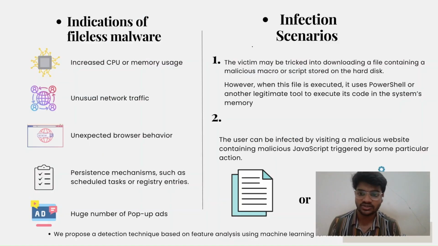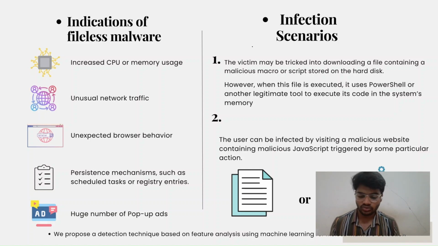These are some of the indications of fileless malware. Once your system is affected with malware, you could observe increased memory usage, unusual traffic around the system, unexpected browser behavior, changes in registry entries, and a huge number of pop-up ads. And all these things can be checked using a RAM dump. So we collect a RAM dump or a memory dump from the user.